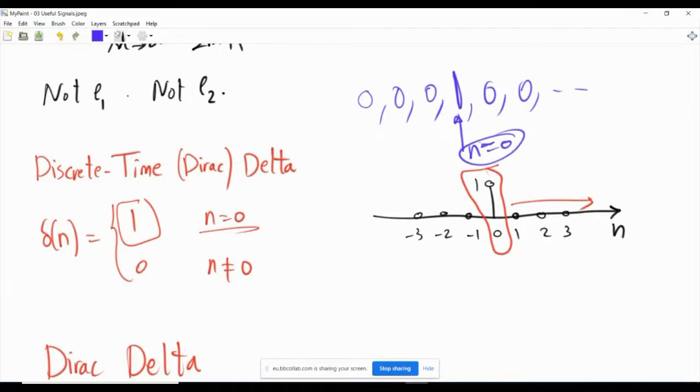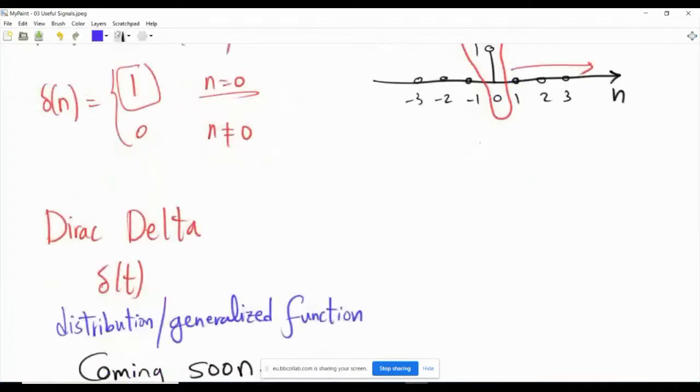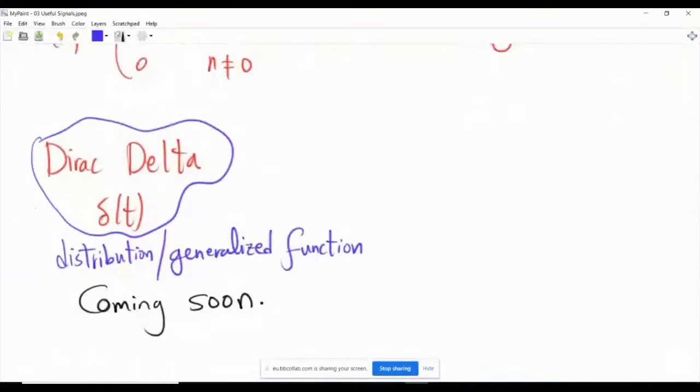Okay, so this is the discrete time delta. But the continuous time version, the Dirac delta, delta of t, that's a monster because it is not actually a function. In math it is called either a generalized function or a distribution. We will not deal with it in a very rigorous way, but maybe I will dedicate half a lecture or something on how delta t emerges in a rigorous way.